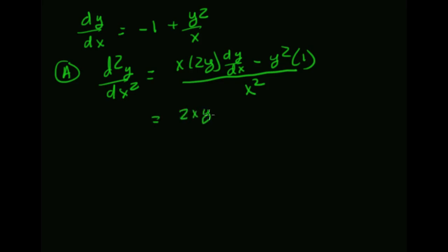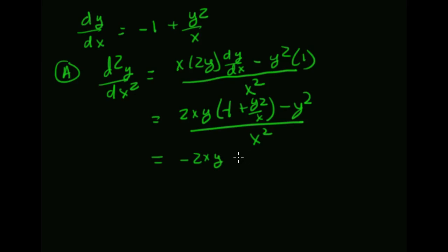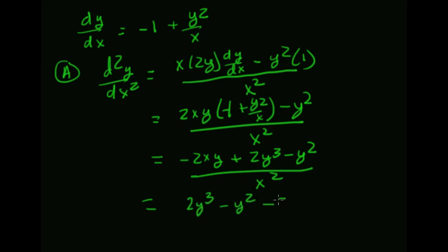This is going to be 2xy times -1 plus y squared over x, minus y squared over x squared, which is -2xy plus 2y cubed minus y squared over x squared, which when we rearrange things gives me the 2y cubed minus y squared minus 2xy over x squared. So that's part A of the problem.